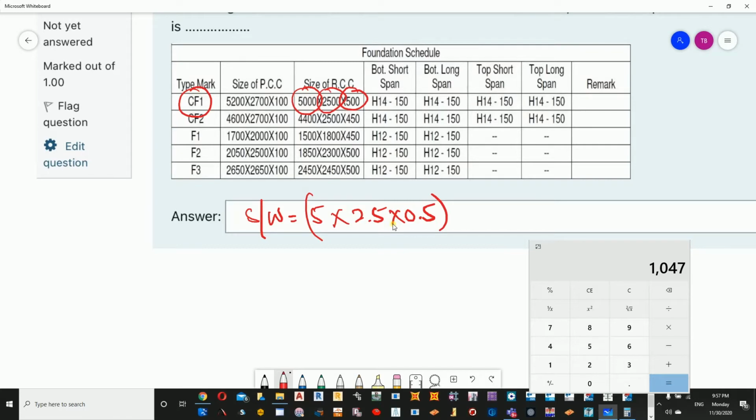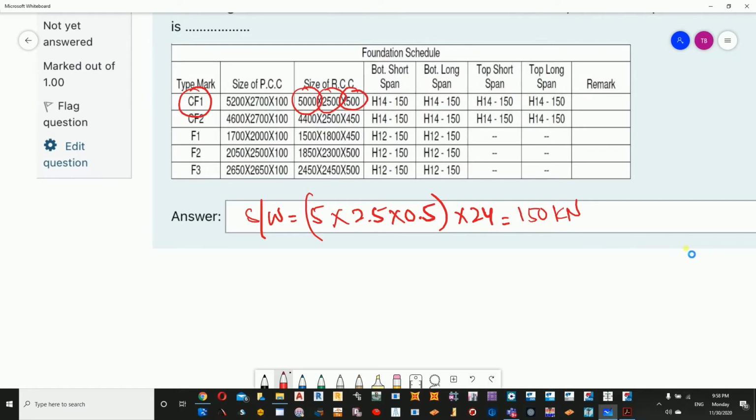Although I have explained in the earlier lectures how to calculate the self weight of the different elements, calculating the volume and multiplying it by 24, which is your unit weight of concrete, will give you the answer. So 5 multiplied by 2.5 multiplied by 0.5 multiplied by 24 will give you around 150 kilonewtons. Once again, 5 into 2.5 into 0.5 multiplied by 24, which is the unit weight of concrete.